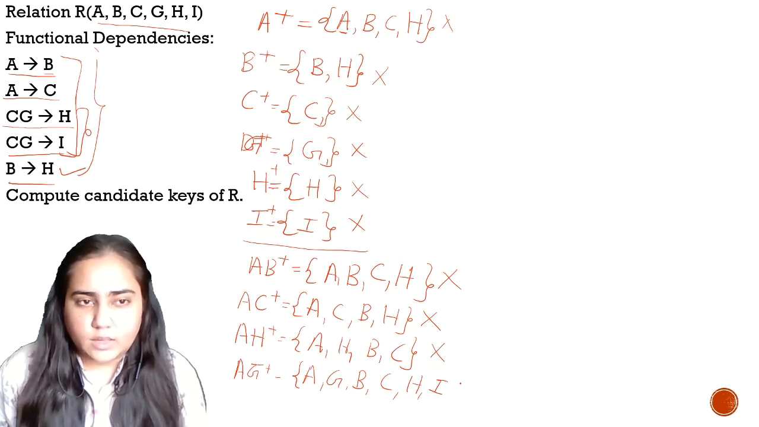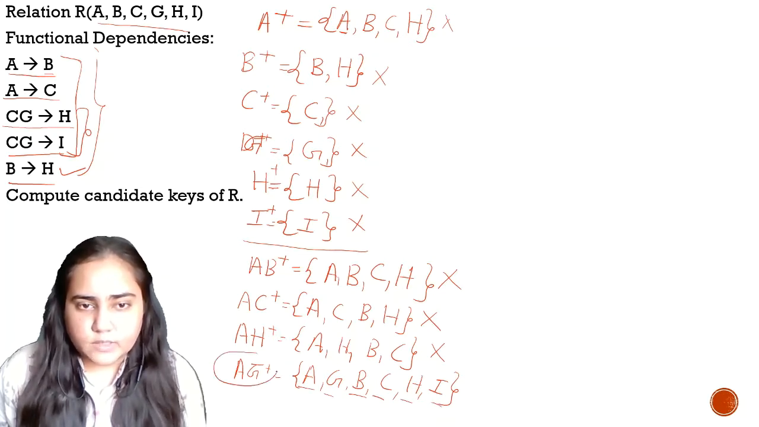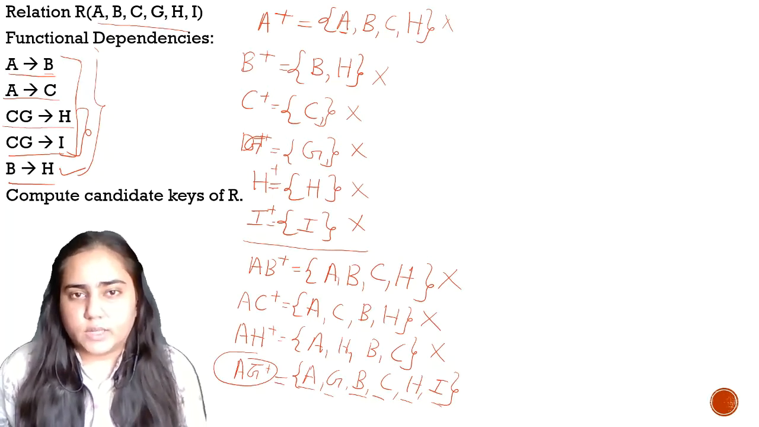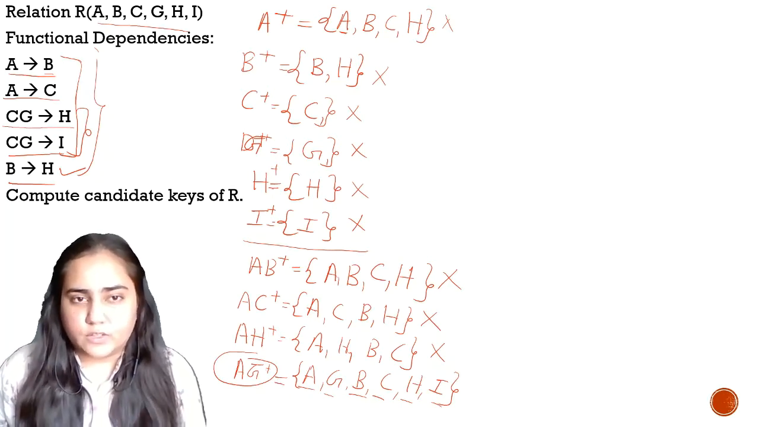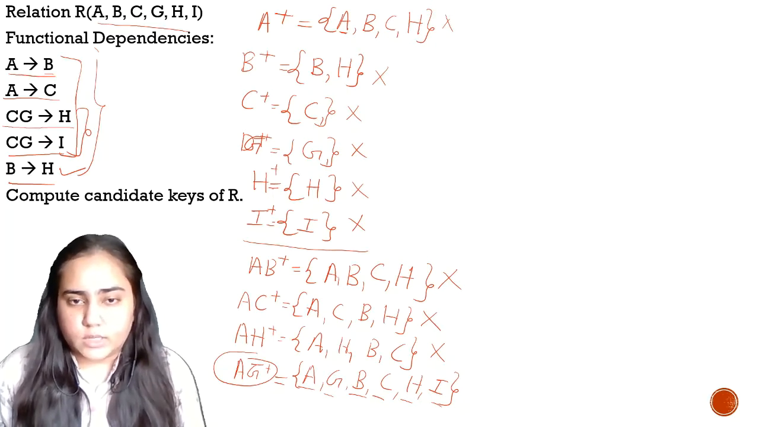And I can add H because of B determines H, but H is already present. And you can see all the attributes are there: A, B, C, G, H, and I. So that means AG plus, what we calculated, AG, is actually a candidate key. The combination of A and G forms a candidate key.